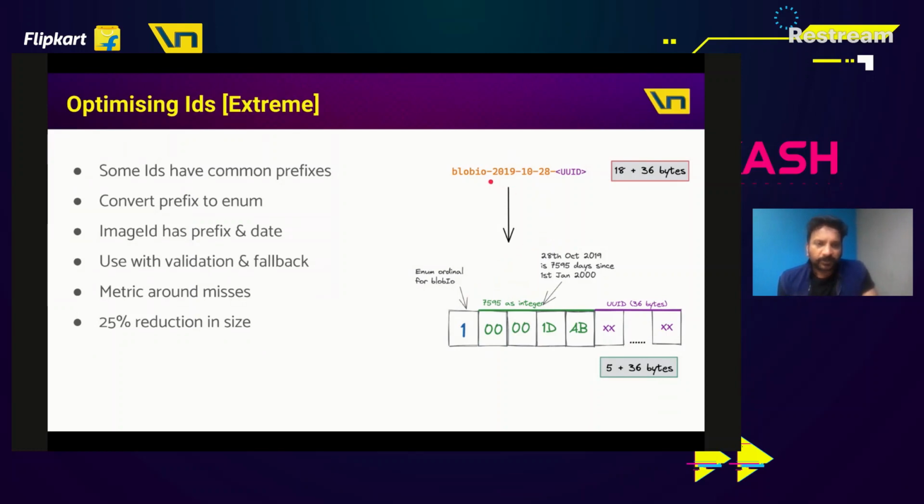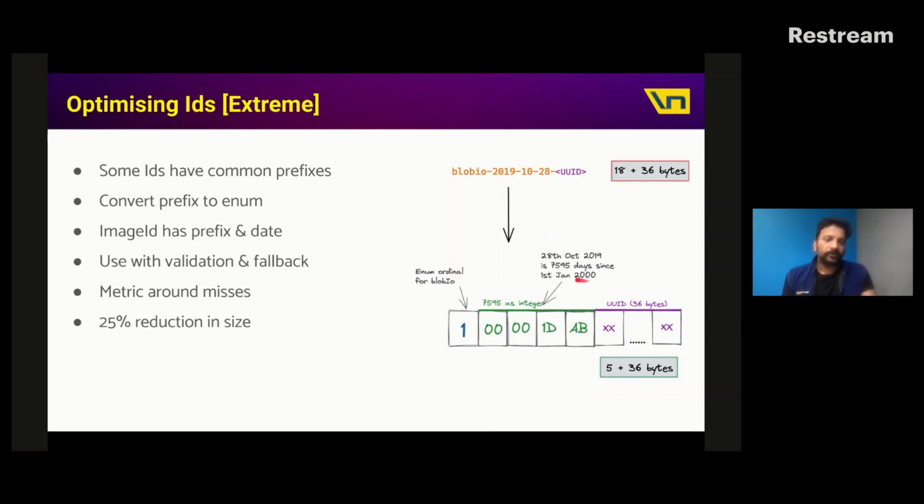Now, this part, 2019-10-28, is actually a date. How do we convert a date to an integer? One way is to choose the number of days since a particular date. So we chose 1st January 2000, because Flipkart started in 2007, so you can't have a review on Flipkart before 2007. You can choose whatever day works for you. So days since that: 2019-10-28 is 7595 days since 1st January 2000, which actually only requires 2 bytes to store. Right?